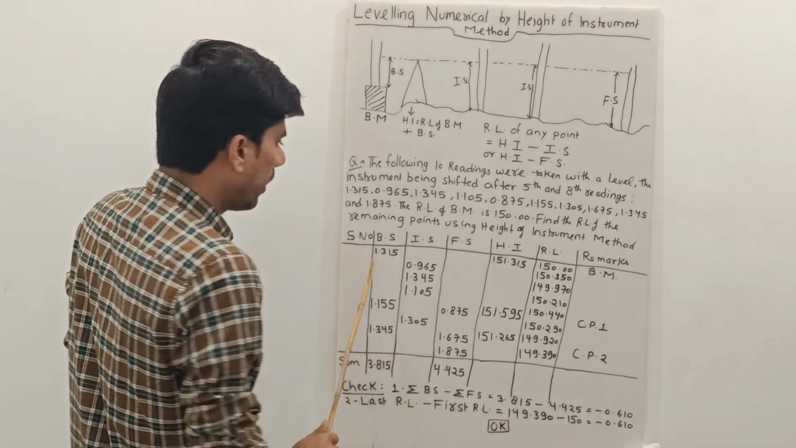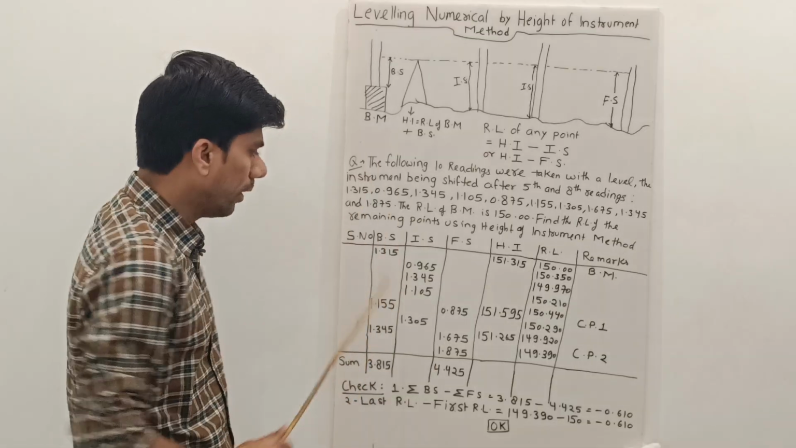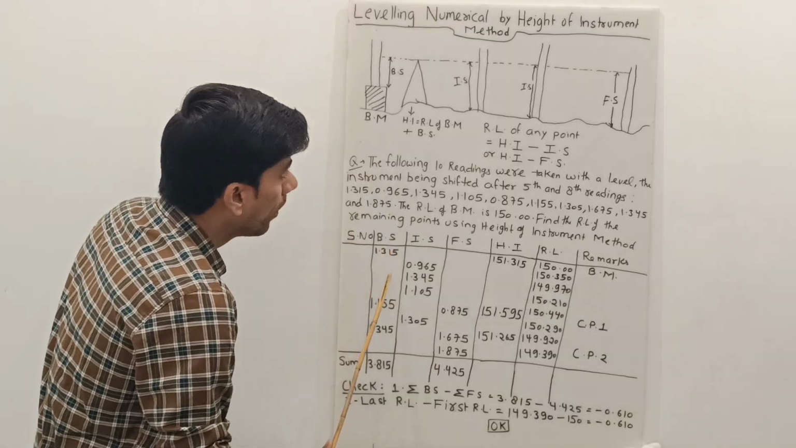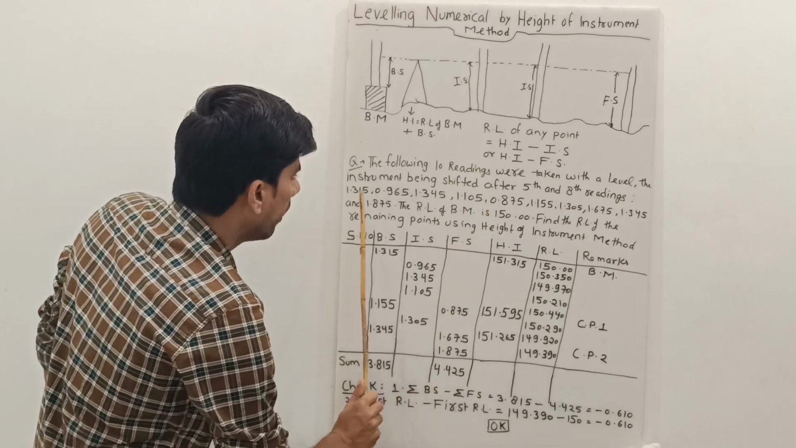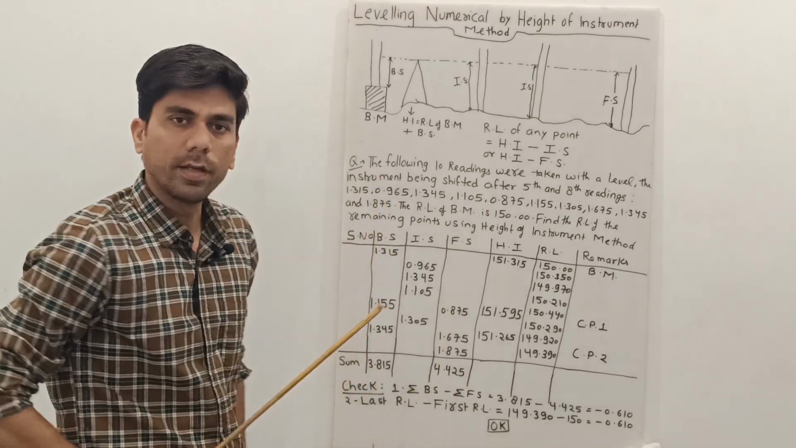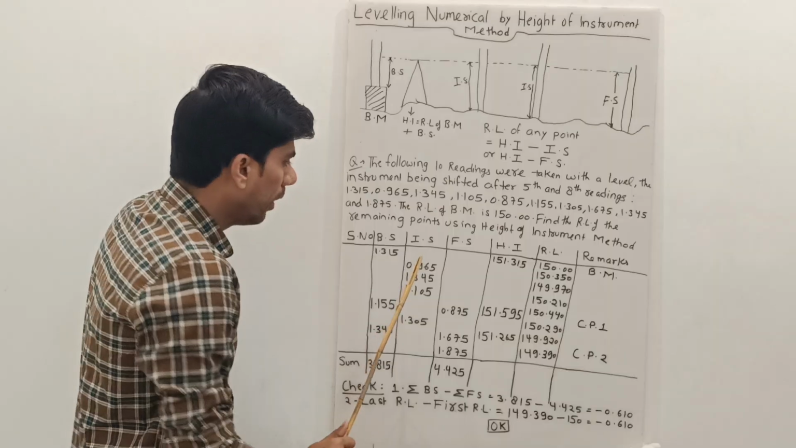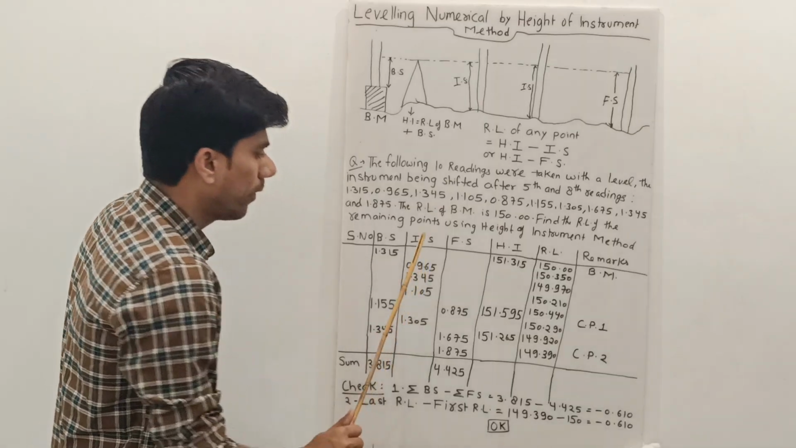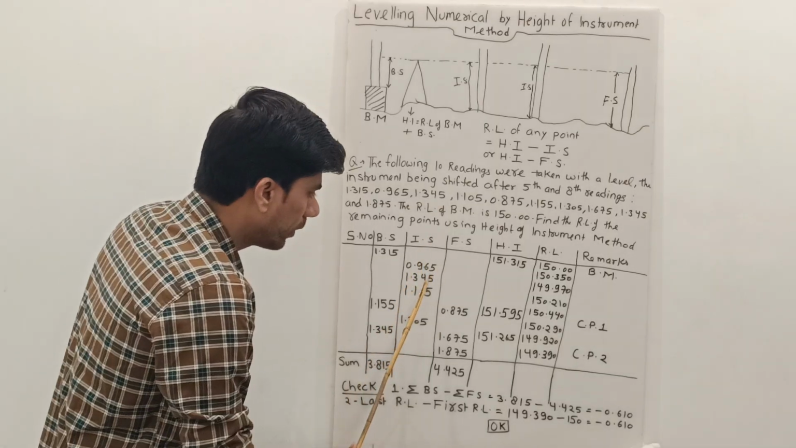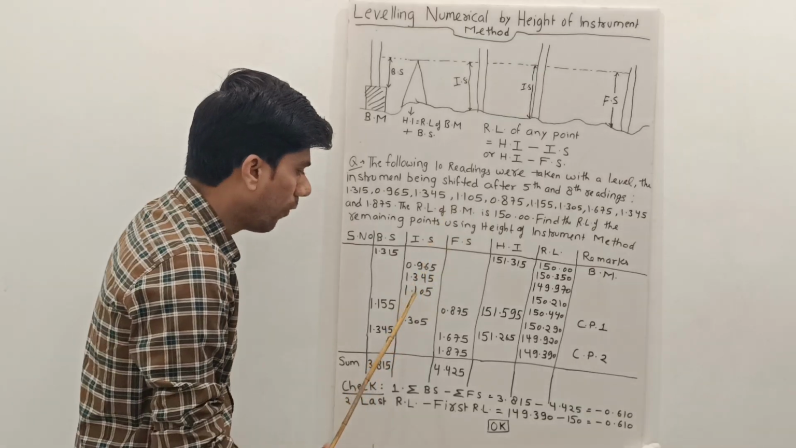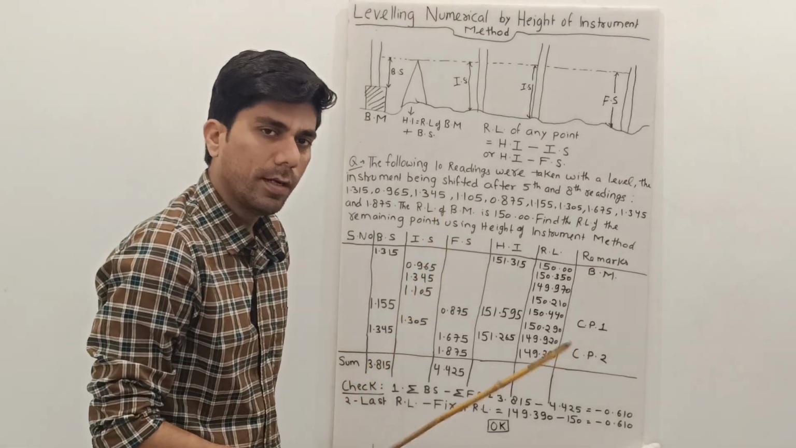So now we start to fill in these columns. As I told, the first reading, 1.315, is a backsight. This is taken on the benchmark. Then the second reading 0.965 is an intersight, 1.345 again an intersight, and 1.105 would again be an intersight.